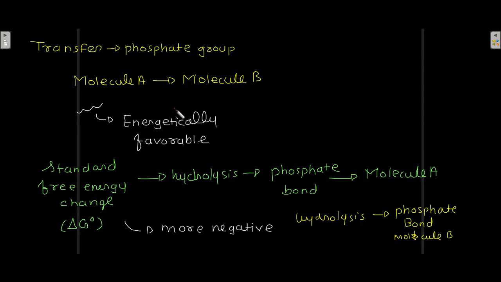Consider the example of phosphoenol pyruvate and glycerol phosphate. Okay, in phosphoenol pyruvate the value of delta G naught is minus 14.8, and in case of glycerol phosphate it is minus 2.2, and that is the reason why phosphate bond can transfer from phosphoenol pyruvate to glycerol phosphate. It cannot transfer from glycerol phosphate to phosphoenol pyruvate.